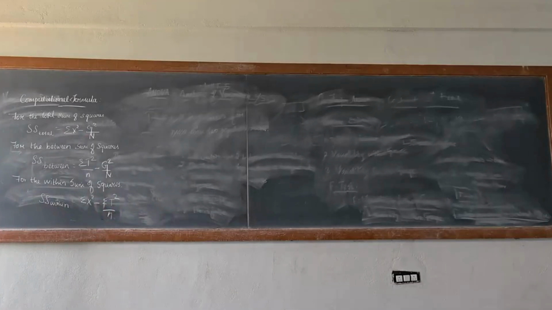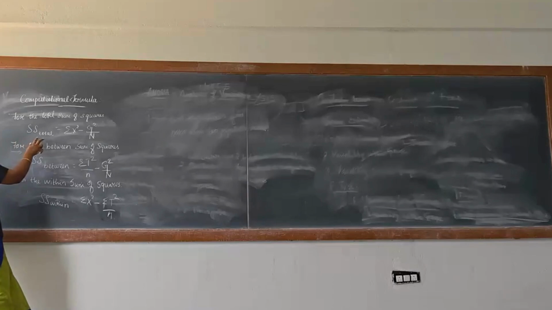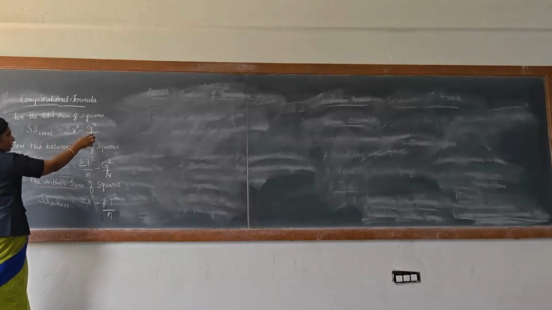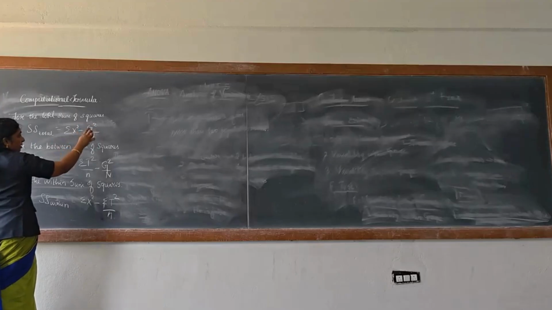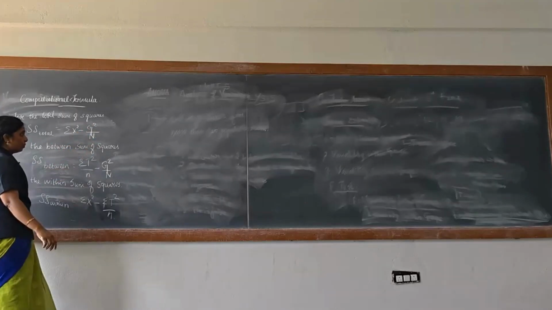Computational formula is very simple for computation purposes. Here, in this one-factor ANOVA, first we have to calculate the total sum of squares, represented as SS total. SS total is equal to summation x square minus G square divided by N, where G is the grand total and N is the total number of population.